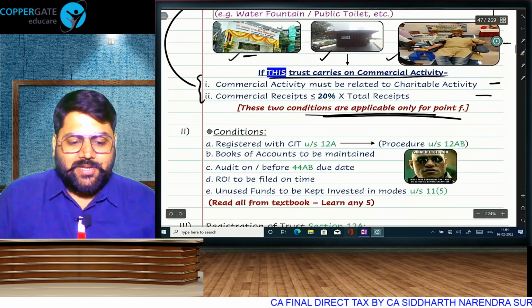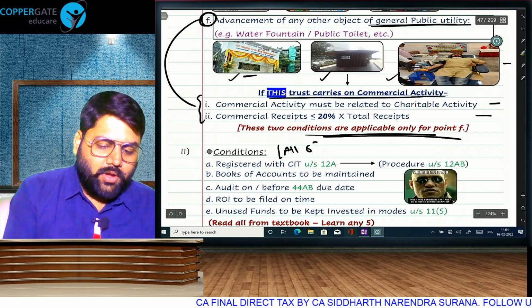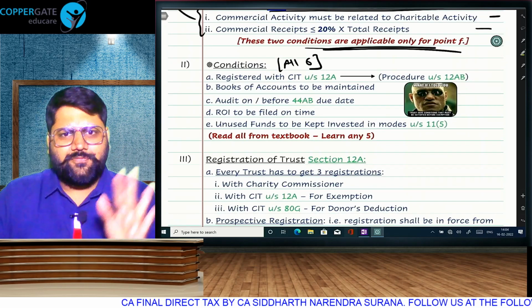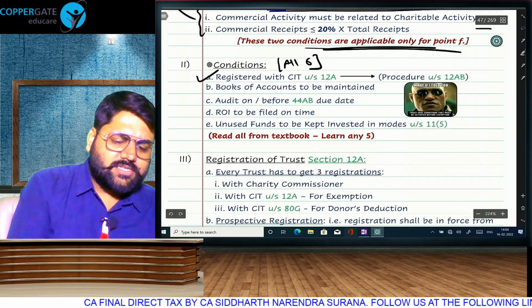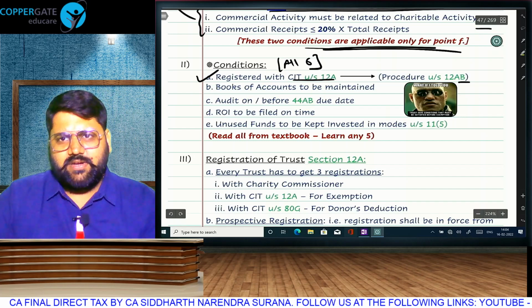These two conditions are applicable only to the last category, but these conditions are applicable to all the six, relief for the poor, medical relief, education, yoga, all of them. What? You need to be registered with the Commissioner of Income Tax under section 12A, for which the procedure is given in 12AB.